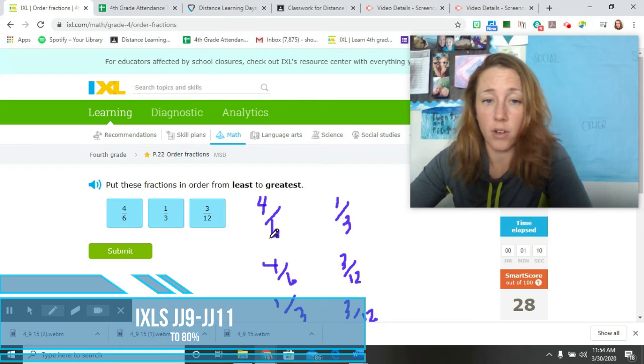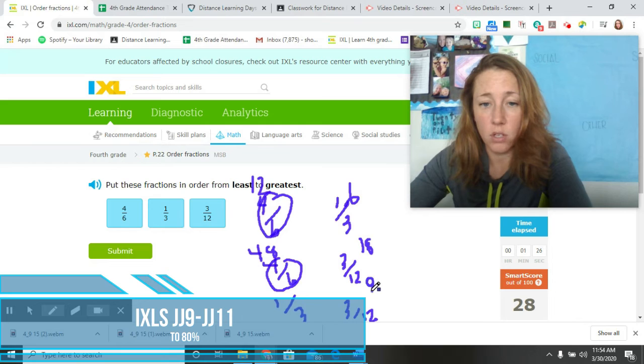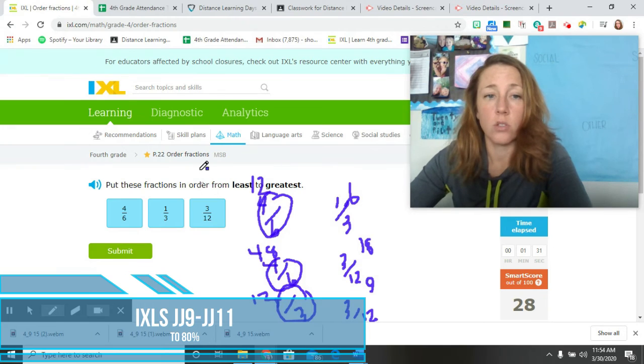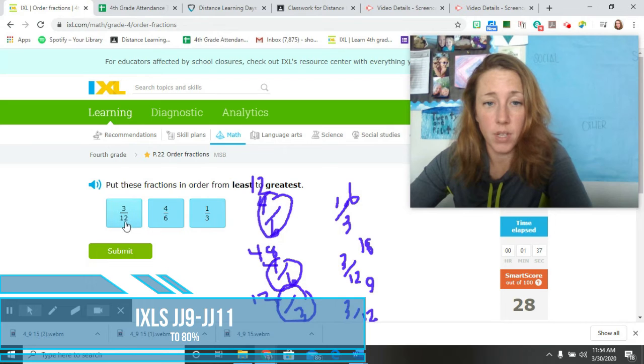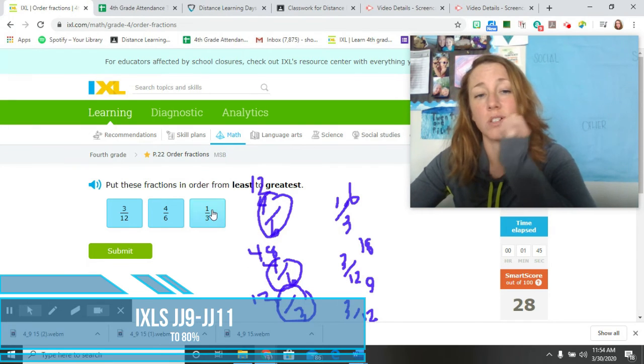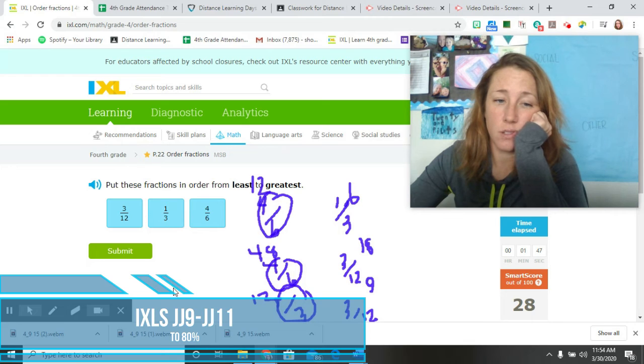3/12. Now I'm going to cross multiply. 6 times 1 is 6. 4 times 3 is 12. Circle the larger number. 6 times 3 is 18. 12 times 4 is 48. Circle the larger number. 3 times 3 is 9. 12 times 1 is 12. Circle the larger number. So now I'm going to go through. The one without circles is my smallest number, so that would be 3/12. And the one with one circle is my next, which would be 1/3. And my largest one with 2 circles. Oh, my largest one is 4/6. There's 2 circles there. 1/3 only had 1 circle.